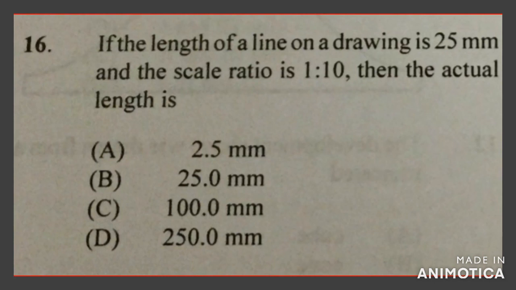That's C. Number 3, if the length of a line on a drawing is 25 millimeters and the scale ratio is 1 to 10, then the actual length is... So 1 to 10 means that the actual image is 10 times the size, okay? So if you want to reduce it to 1/10 of the size, then you have to divide the actual drawing, which is the 25 millimeters, by 10, and by doing that you would get 2.5.